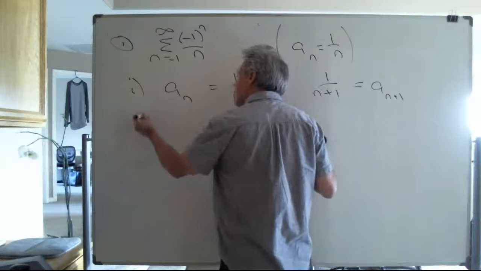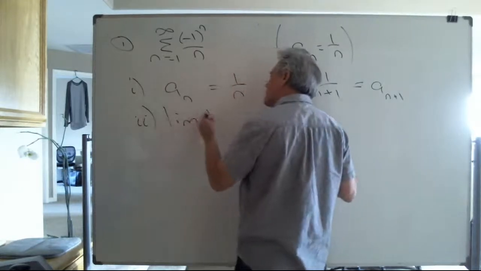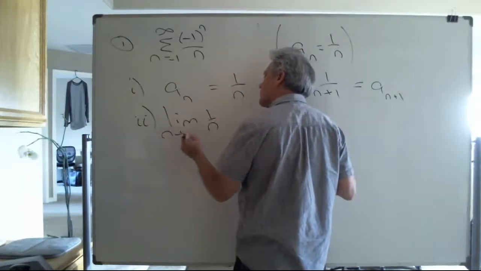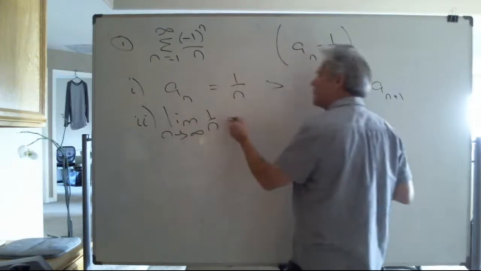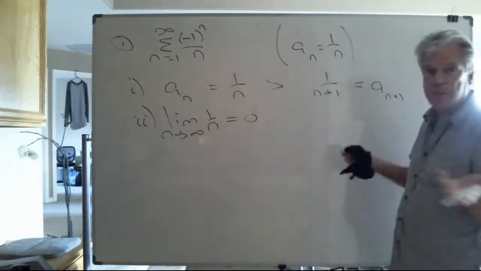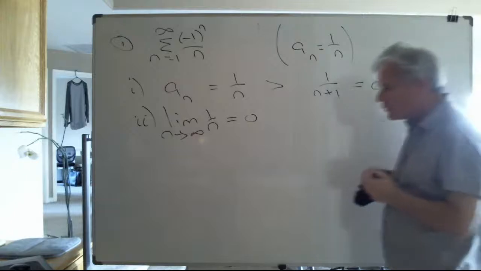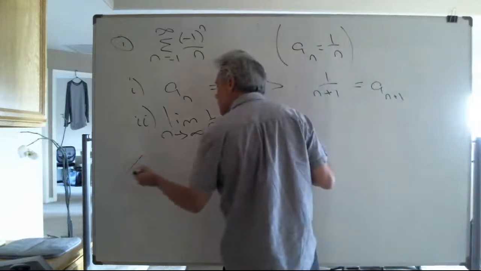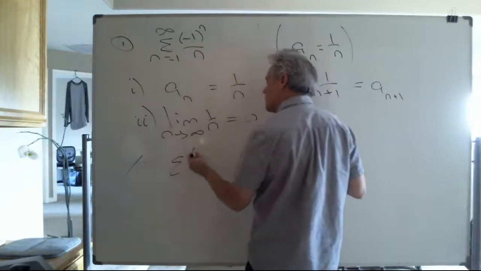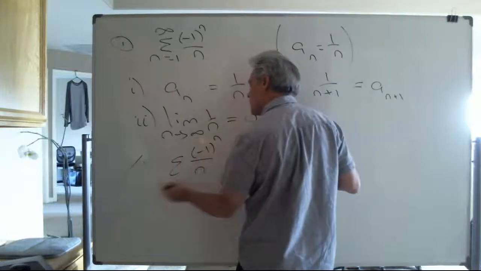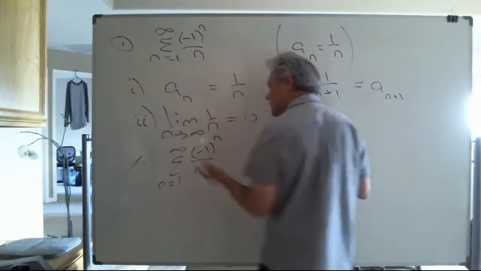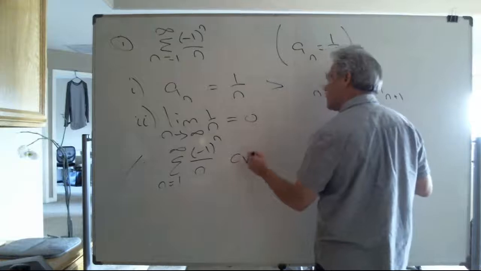However, part 2, if I take the limit of my a sub n, clearly that's equal to 0. And since both conditions are met for the alternating series test, I will now conclude that the series converges.